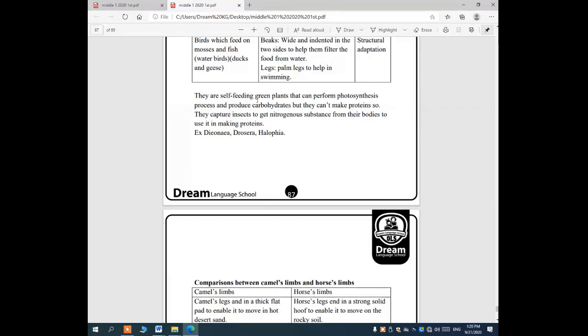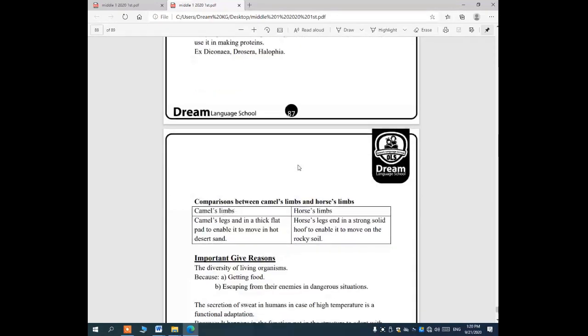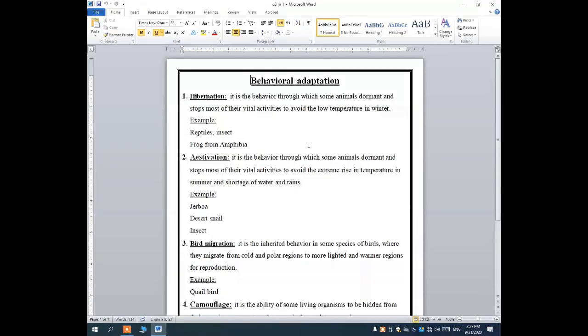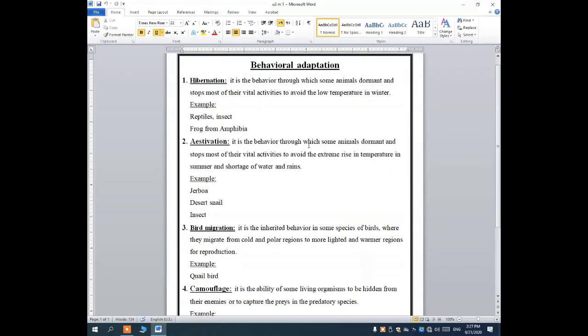Here we have some examples of self-feeding green plants, which are the insectivorous plants, like the Dionaea, Drosera or Halophila. Take care. There is an important part found in lesson 2 in unit 3. You have to add it in the booklet. Okay, we have some important definitions. So start to add them in your booklet in the last page of unit 3, lesson 2.